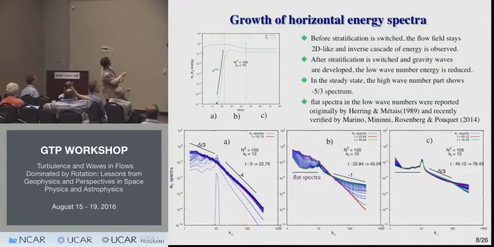After that, both phi 1 and phi 2 become almost stationary, with small changes in the energy spectra. So we can observe minus 5/3 at high wave number, and the large scale is even flatter than this. Actually, the flat spectra at low wave numbers were reported originally by Herring and Métais, and recently verified by Marino, Feraco, Rosenberg, and Bouquet.